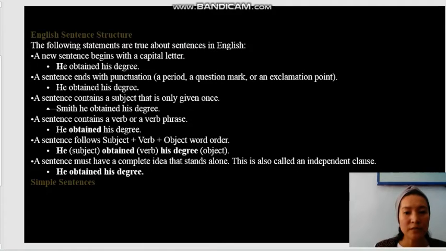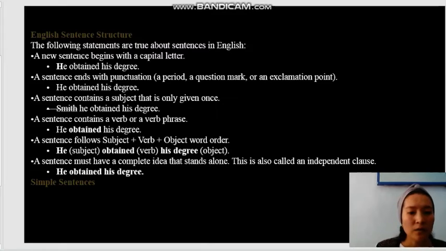So a period, a question mark, or an exclamation point. He obtained his degree. So we used here a punctuation mark, a period, after the word degree. A sentence contains a subject that's only given once.